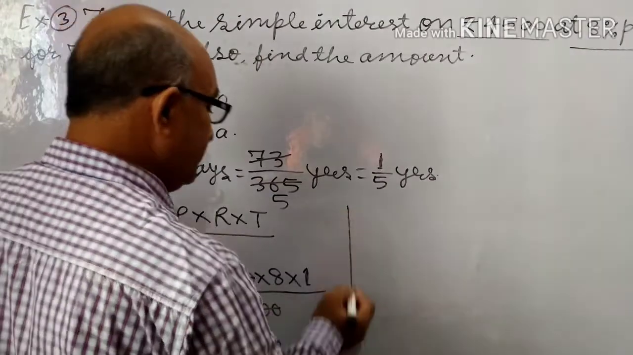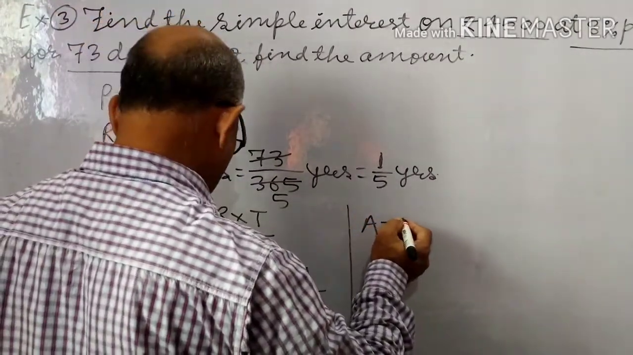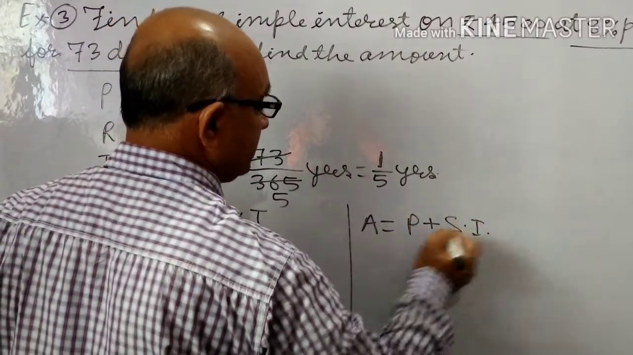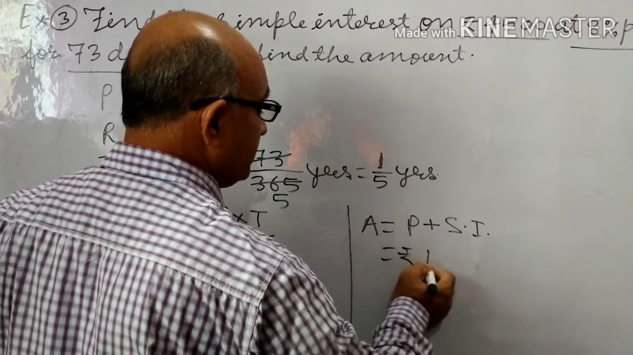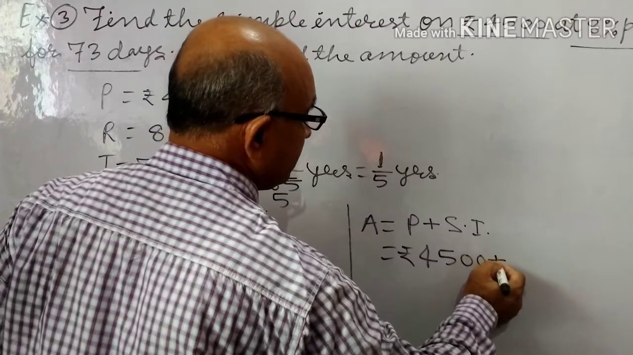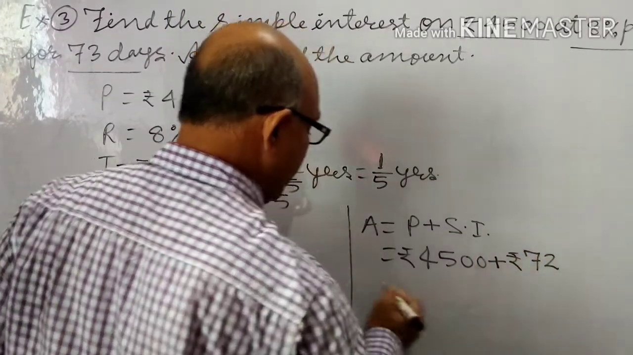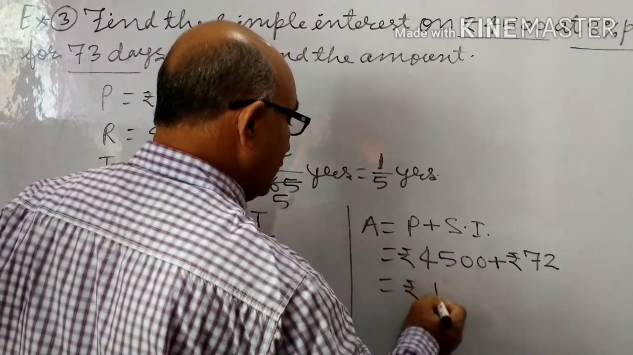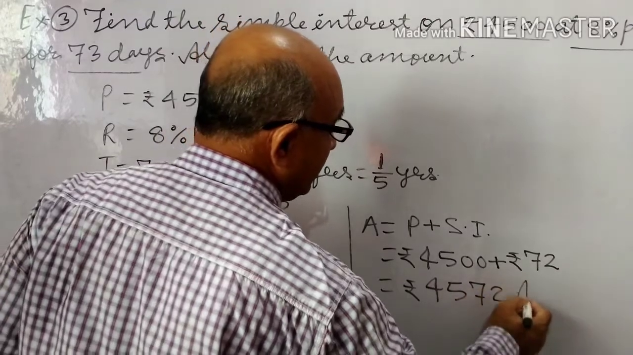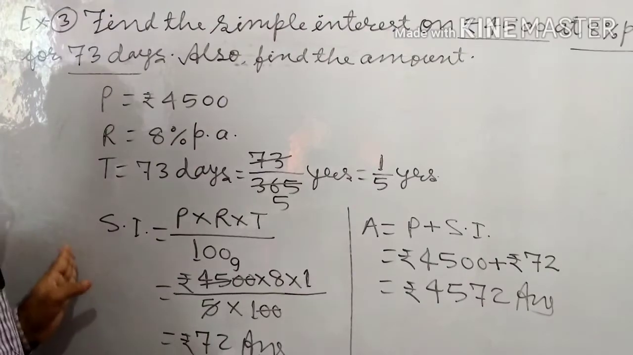Now find A equal to P plus SI, equal to rupees 4,500 plus rupees 72, equal to 4,572. This will be the answer of this question. So understand and write it.